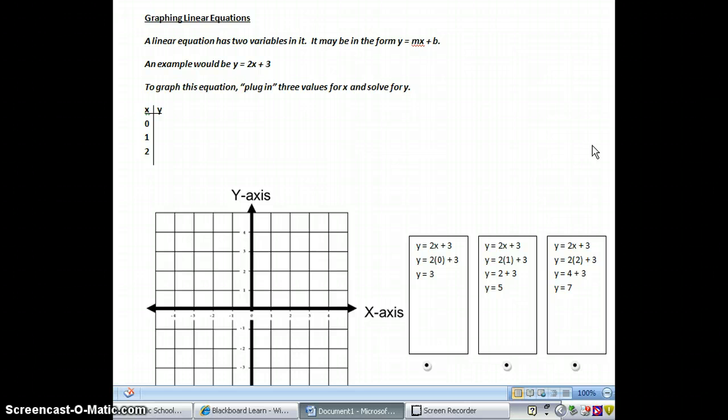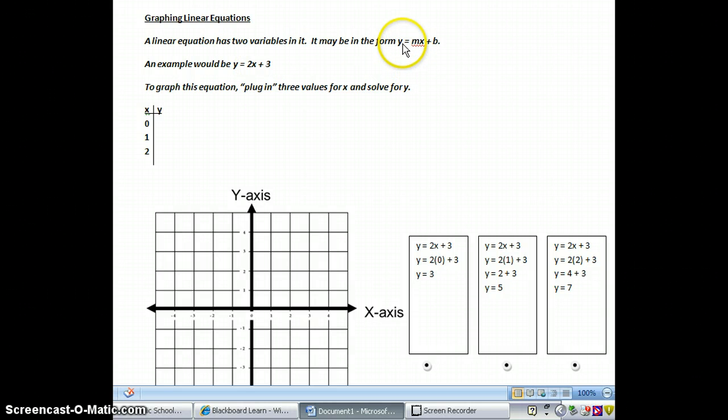Today I'm going to be talking to you about graphing linear equations. A linear equation is an equation with two variables. Both variables will be of the single power. So in an equation, you wouldn't have y equals 3x squared or anything like that. It will always be x and y.